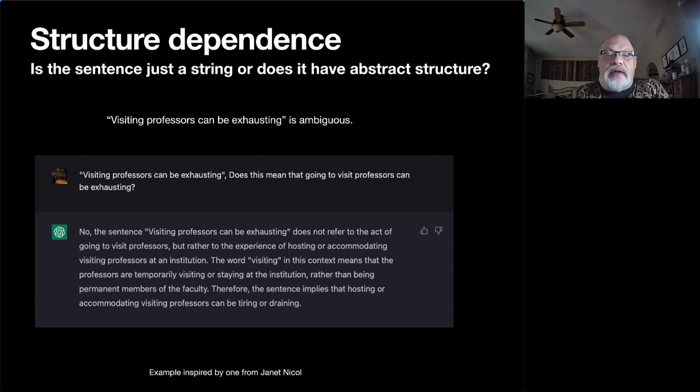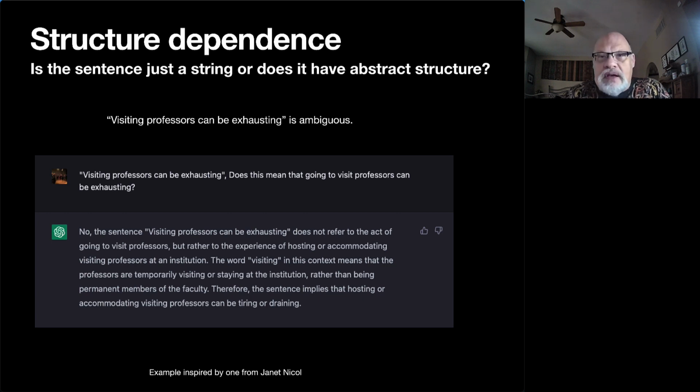So let's test this. Let's see if ChatGPT actually can understand that ambiguity. That ambiguity is structural. When it's visiting professors can be exhausting meaning the case where I'm doing the visiting, visiting is a verb. It's a gerund, but it's a verb. In the case of visiting professors can be exhausting, where visiting professors is a kind of professor, it's an adjective. So let's see if ChatGPT can get this structural ambiguity. I asked, visiting professors can be exhausting. Does that mean going to visit professors can be exhausting? That's the first meaning I gave you.